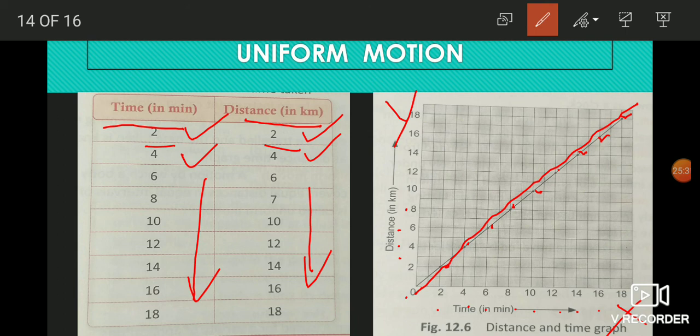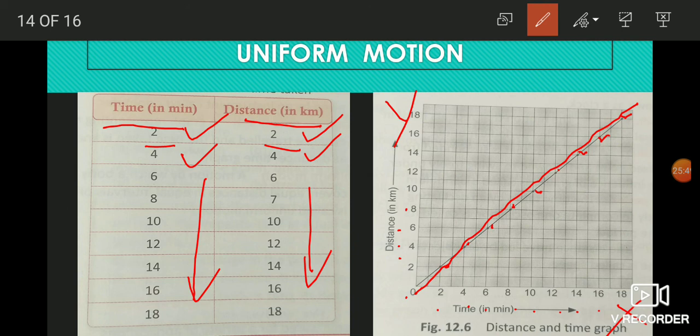And what do I get? I get a line, isn't it? This is a straight line. Why? Because this body was moving at a uniform speed. It was covering uniform distances in uniform intervals of time. That is why I get a straight line.